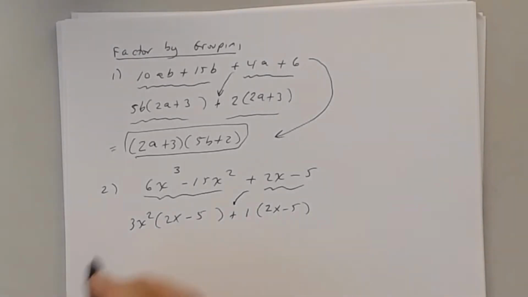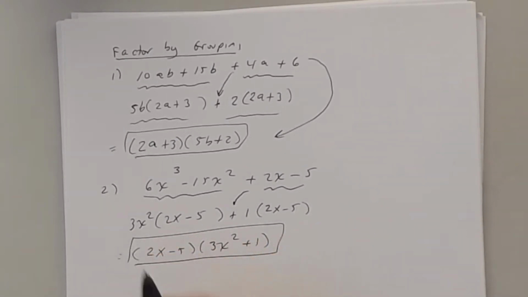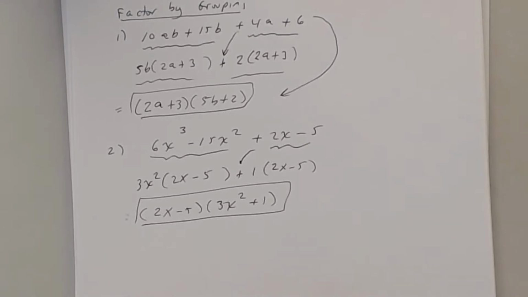2x minus 5, and so what's the answer? 2x minus 5 times what? x squared plus 1. That's your answer. Okay? All right, number 3.